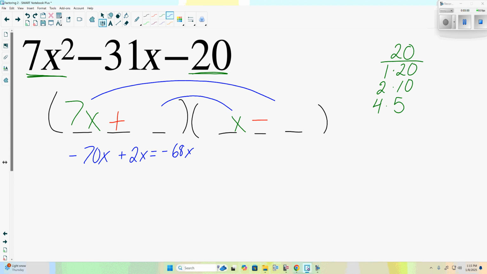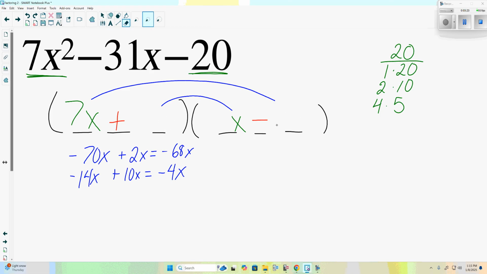Now we can switch the 2 and 10 and say 10 and 2, and try again. 7x times negative 2 is negative 14x. 10 times x is plus 10x, giving us negative 4x. So 10 and 2 didn't work.